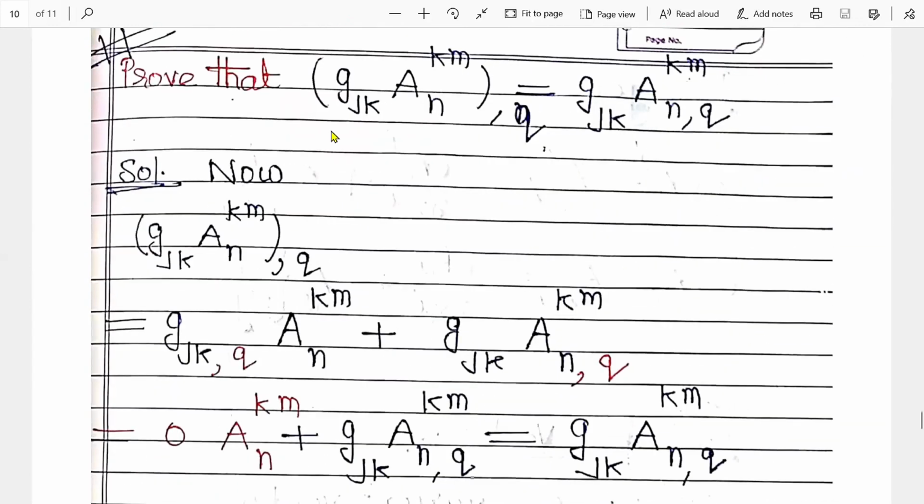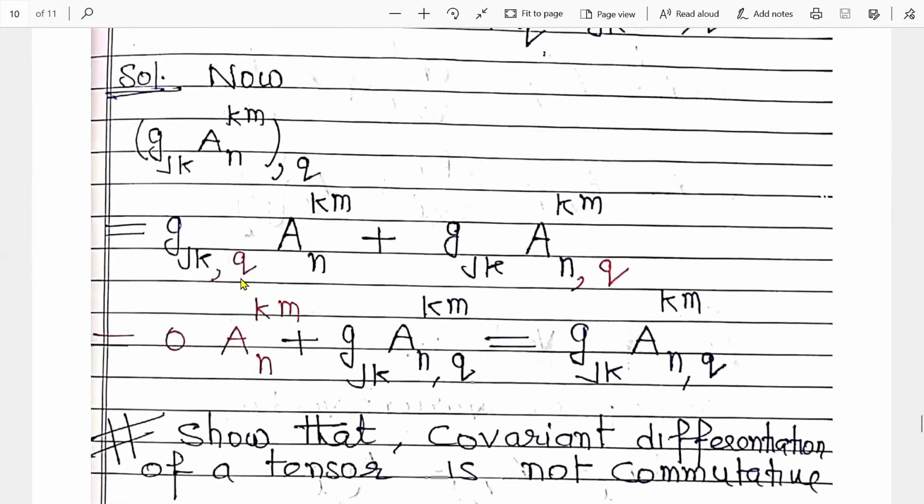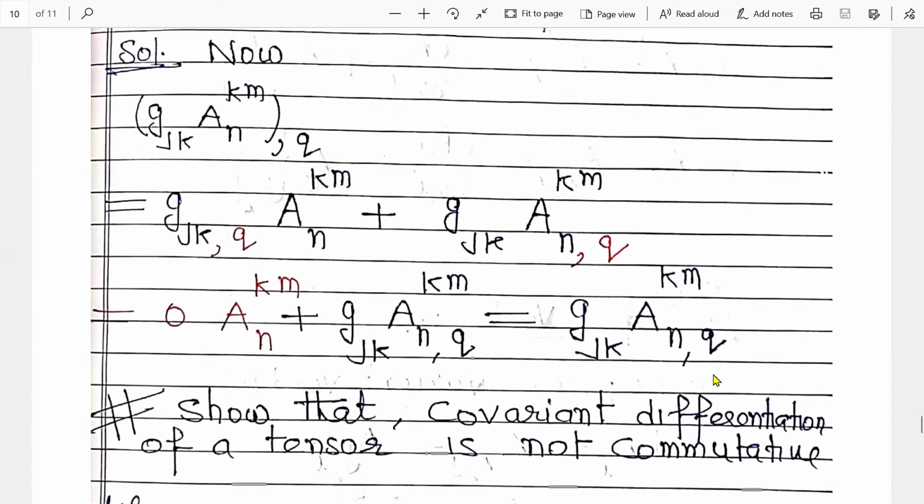Now again, we differentiate these values. Now differentiate by the simple product method of differentiation. So first differentiate this, second this. So we get this plus this. Now this value is 0, already proved in the Ricci theorem. So this first term will be 0. So we get this result. So that is our result.